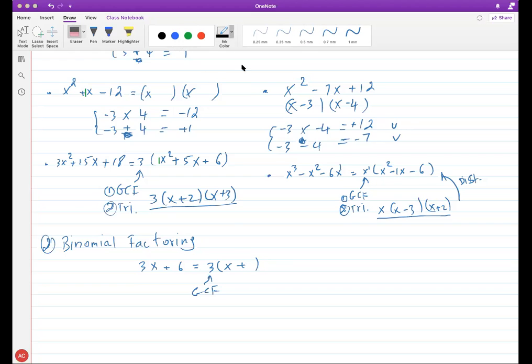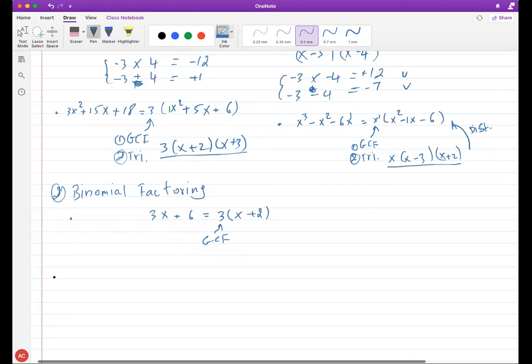And sometimes you don't have a GCF. So the GCF, if you distribute, you get back to this. But what if we don't have a GCF? Sometimes you may have x to the second, for example, minus 36. Okay, there's a binomial. We don't have a GCF. So we're going to see how to still factor this into something like this, even though there is no common factor.